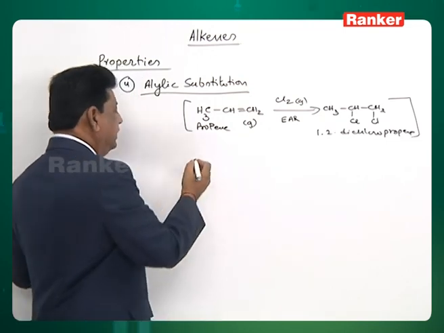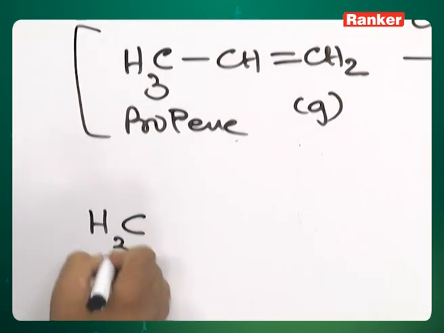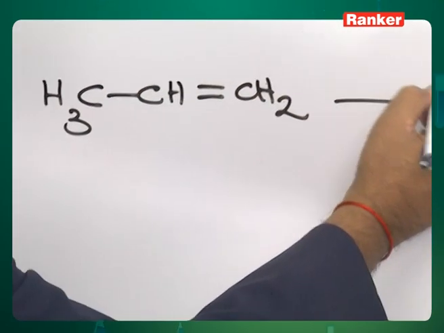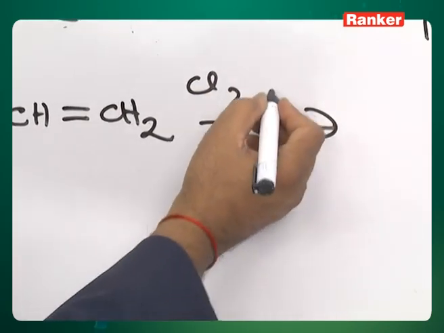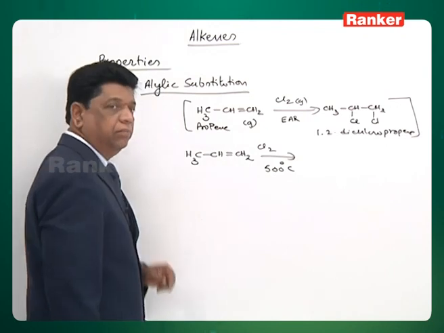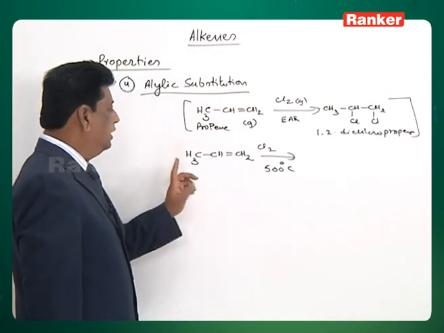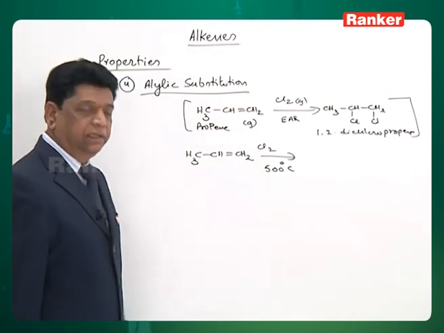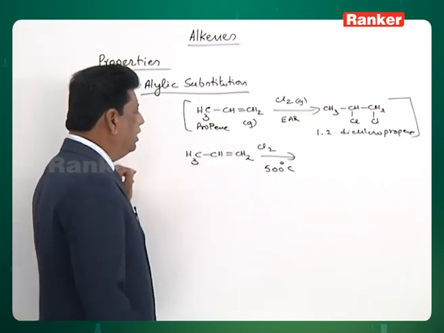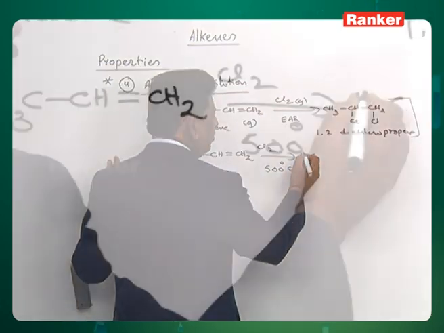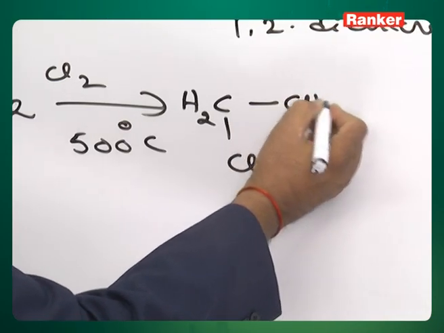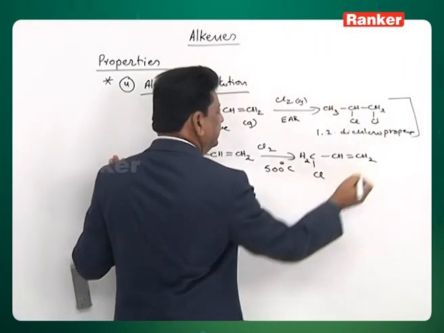What we are going to see is the same propene treated with chlorine gas, not under this condition, but at 500 degrees centigrade. At high temperature, we are heating these two at 500 degrees, and then what happens in this case is that the double bond will be intact, but one of the hydrogens from the methyl group is replaced, and the double bond is observed to be as it is. See that?